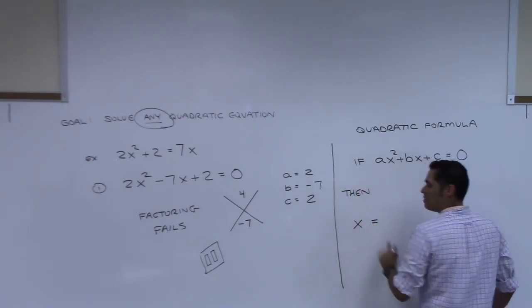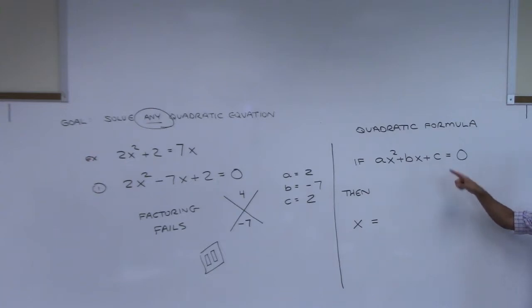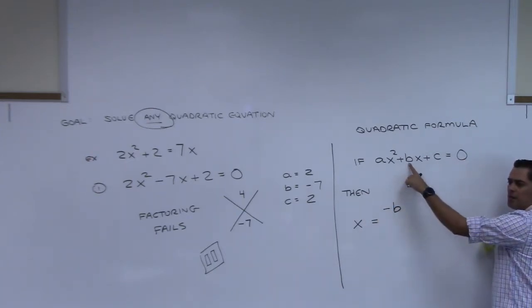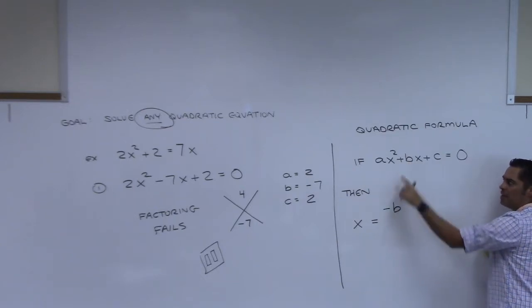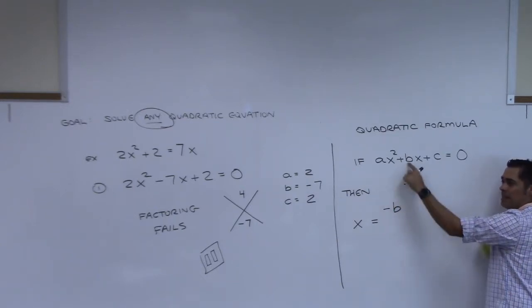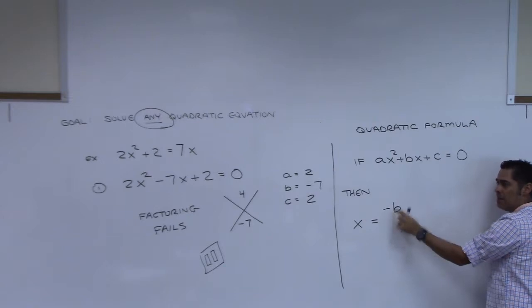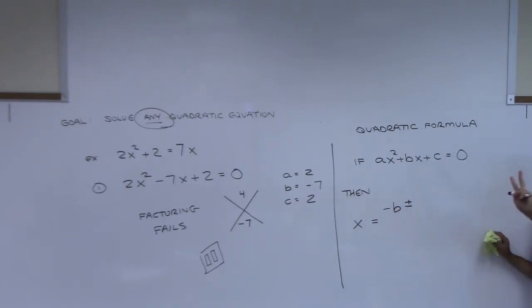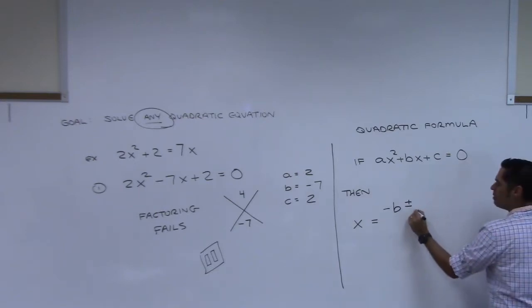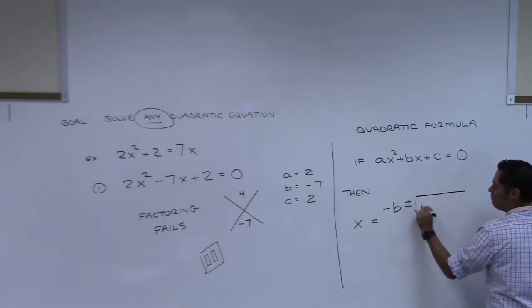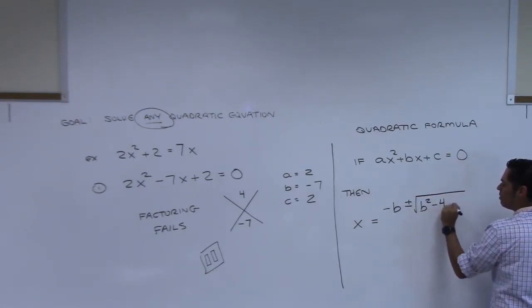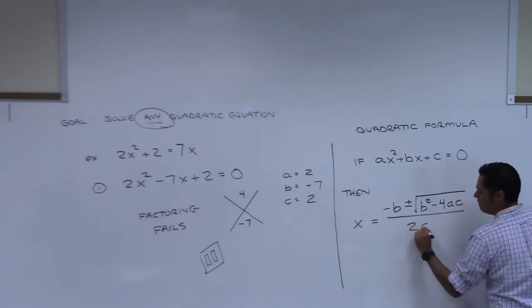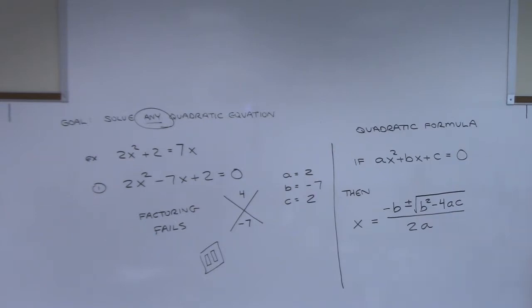The x's, the answers to this basically, are negative b. So whatever that number is right there, you just take the opposite of it. So if that's 5, that's negative 5. If that's negative 5, that's positive 5. So just the opposite of that number, plus or minus, which means you're going to have two answers. The square root of b squared minus 4 times a times c, all of that divided by 2 times a. And that is the formula.